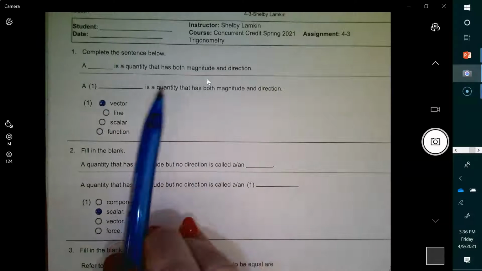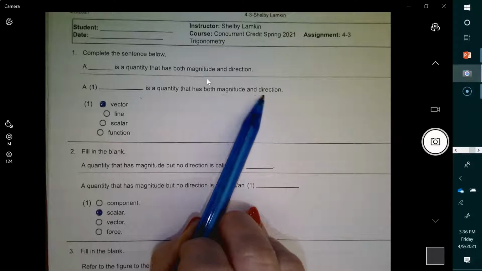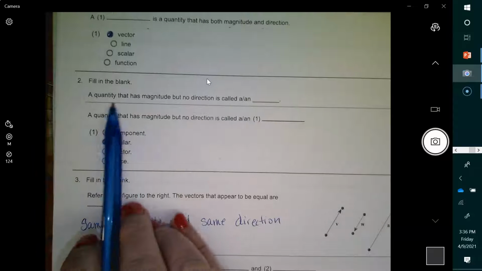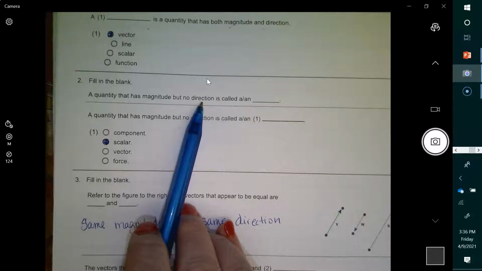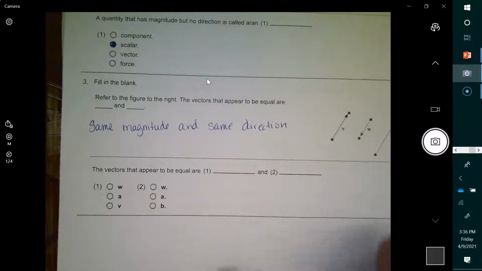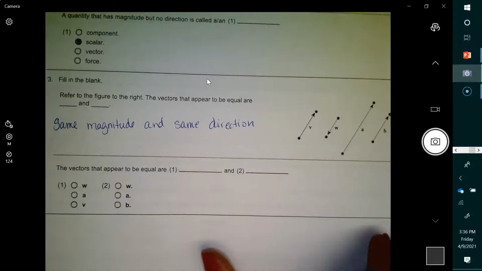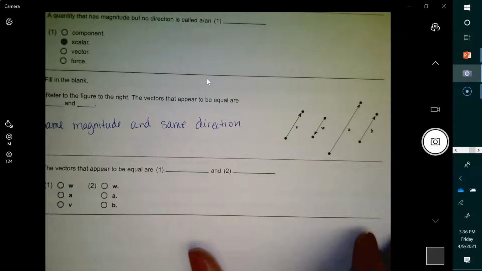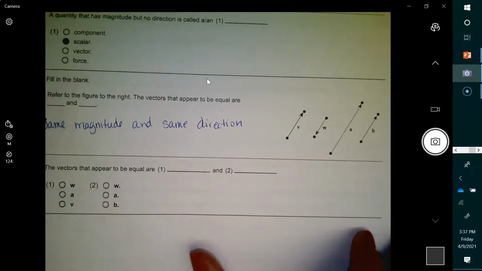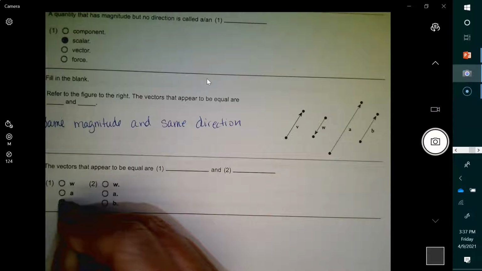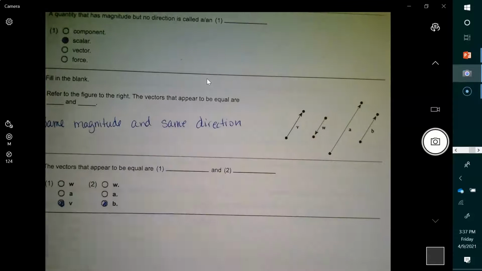It says a blank is a quantity that has magnitude and direction, and that's a vector. A scalar is a quantity that has magnitude but no direction. The vectors that appear to be equal are going to have the same magnitude and the same direction, and that's going to be B and B. Mark those.